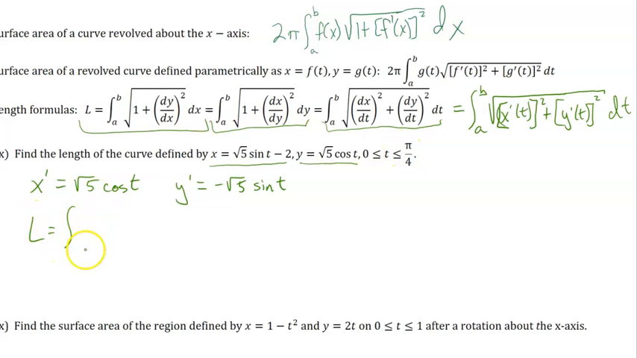And we are integrating over the interval from 0 to pi over 4, so plugging things into our formula now, we're going to square those on the inside. So we have the integral from 0 to pi over 4 of the square root of, and then what is root 5 cosine t squared? Plus, somebody else, what's negative root 5 sine t squared?